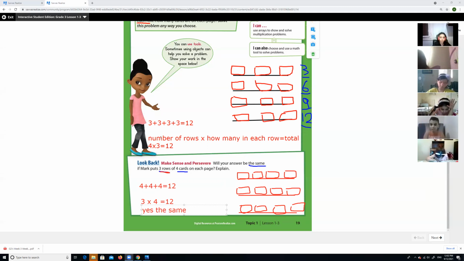So again, I want you to study the rule very well. How can we write multiplication for array? Number of rows times how many in each row. When you finish again, raise your hand so I can go to the next page. If you finish, open page 20. All finished? I will give you a minute. Try to finish faster.